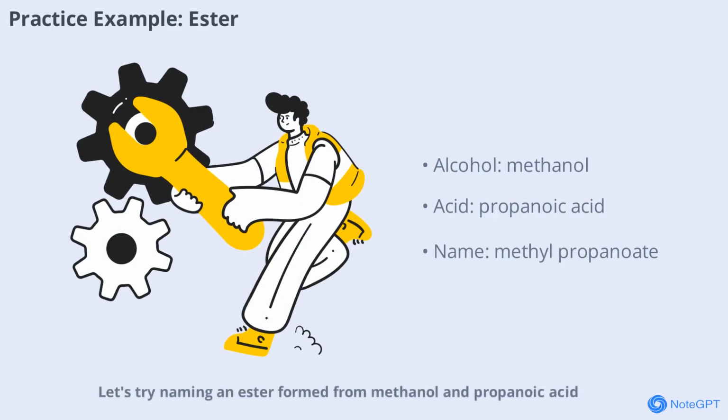Let's try naming an ester formed from methanol and propanoic acid. The alkyl group from methanol is methyl and the acid part is propanoate. The correct IUPAC name is methyl propanoate. This example demonstrates how to combine the names of the alcohol and acid components in ester nomenclature.